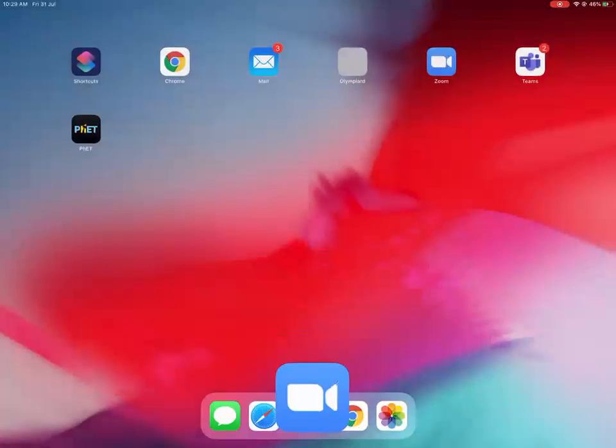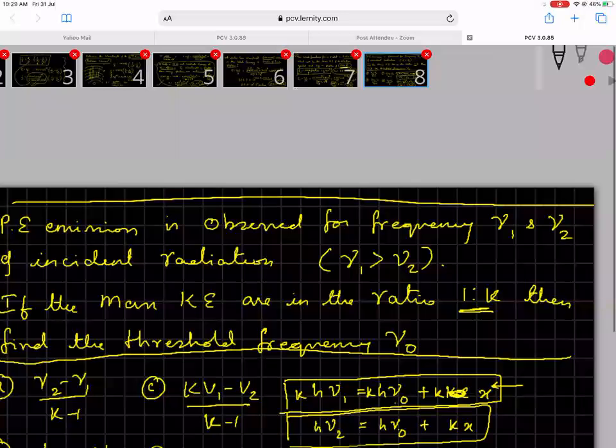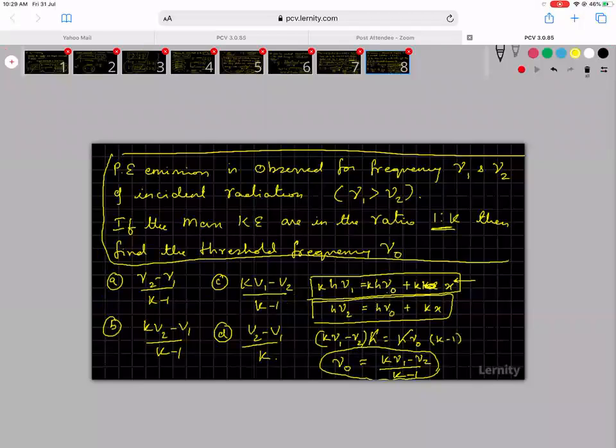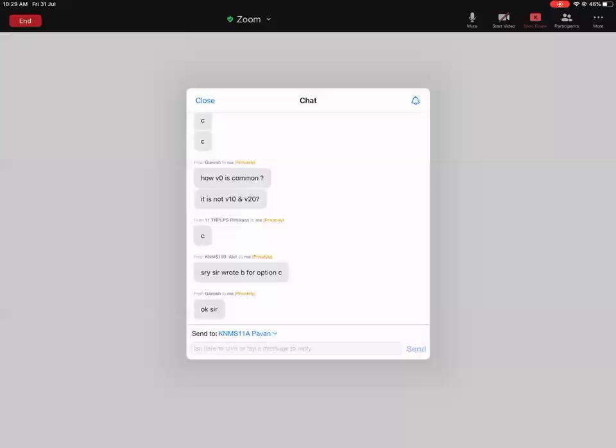It is from the same element. Because it is the same element, only because of that nu naught is the same. There is only one element, two radiations. Radiations are being emitted from the same element, so it will be the same.